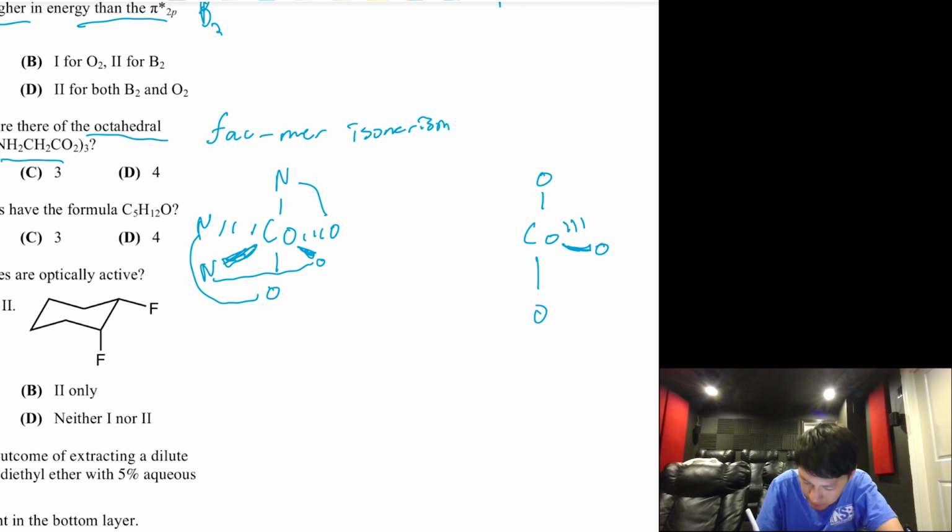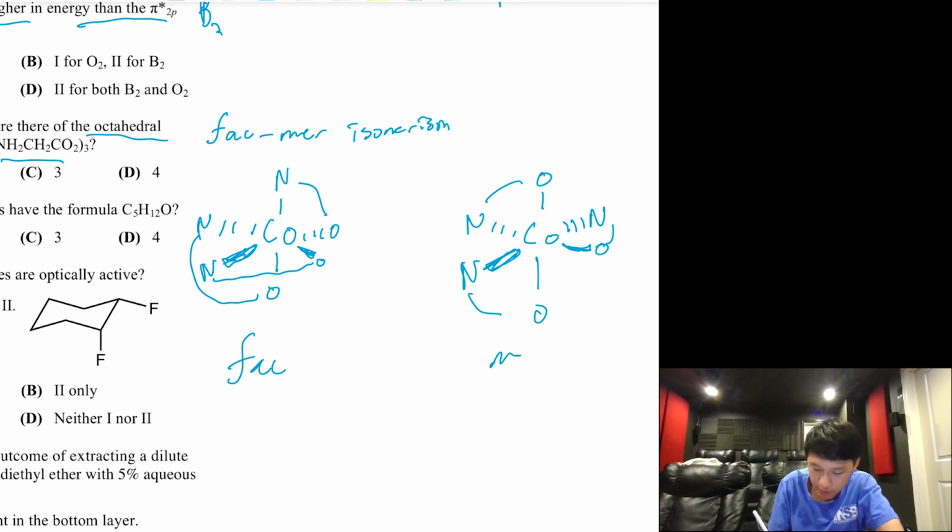And then the nitrogens will occupy the other spots. So we'll have a nitrogen here, a nitrogen here, and a nitrogen here. And again, we're going to have bonding like so. So this is the fac isomer and mer isomer.